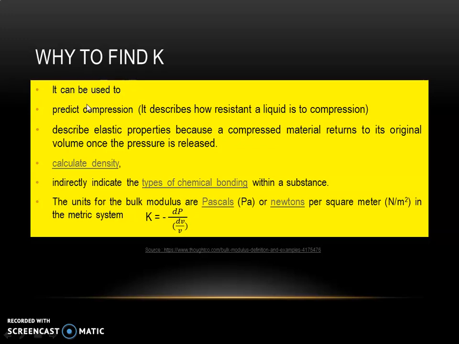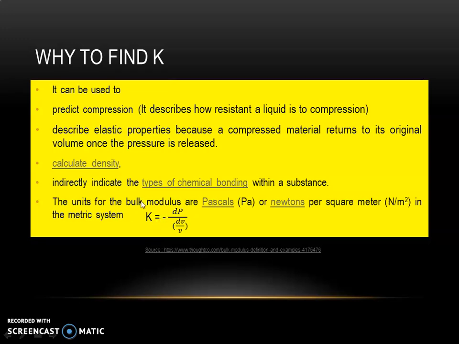The value of K is used to predict compression, that is, it describes how resistant a liquid is to compression. And also, it describes the elastic properties because a compressed material returns to its original volume once the pressure is released. It is also used to find density of liquid, and it indicates the types of chemical bonding within a substance. And unit of K is Pascal or Newton per square meter.